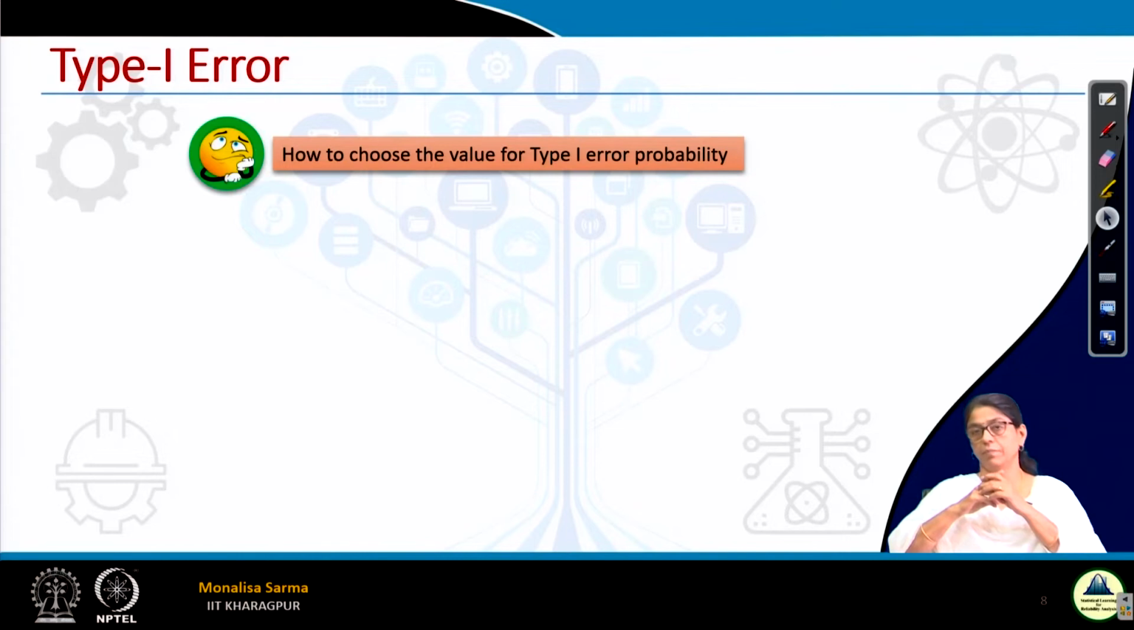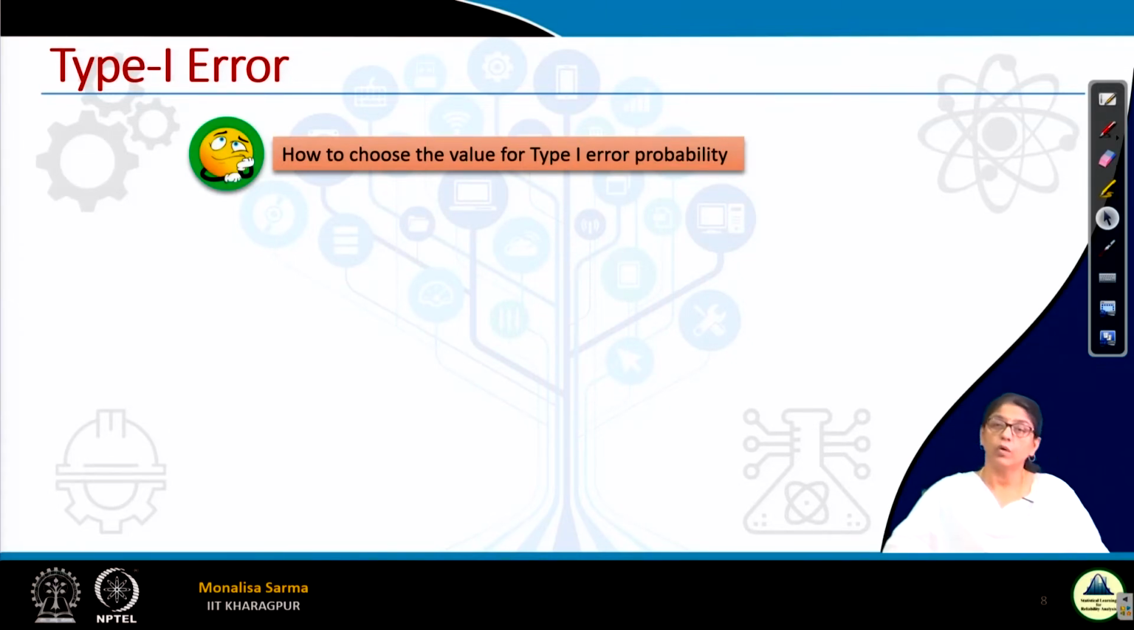Suppose it is a very critical application, where I cannot manage to reject a true null hypothesis, because if I reject the true null unnecessarily, I'll spend crores of money. Then I will keep my type 1 error probability very, very less, maybe say 0.001. However, if some error I can manage, and even if there is a type 1 error it will not make much of a difference, then I will keep my type 1 error probability a bit higher.